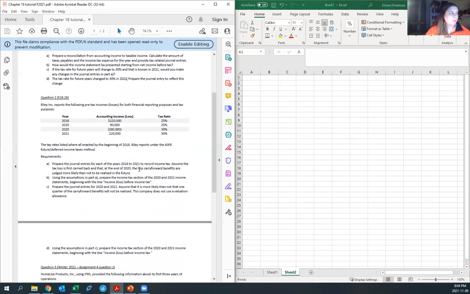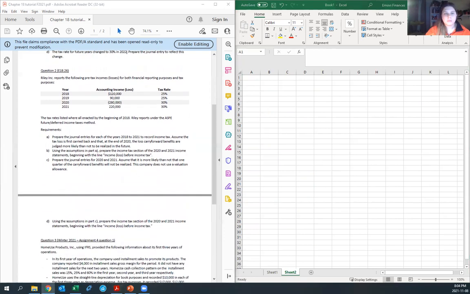Then for question 2, it's that Raleigh Inc. reports the following pre-tax incomes and losses for both financial reporting purposes and tax purposes. So their accounting income and their taxable income is equal. There's no temporary or permanent difference. So here you have the information. It says that the tax rates listed were all enacted by the beginning of 2018. Raleigh reports under the ASPE future deferred income taxes method.